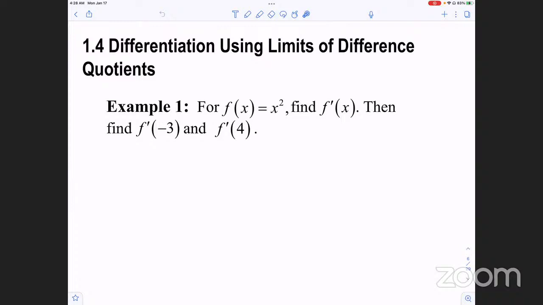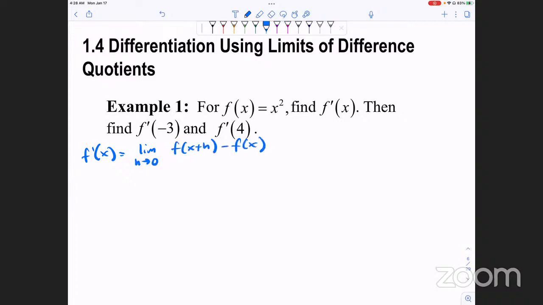So we have this f of x. Now we just said, let's go here, f prime is the limit as h tends to 0 of f of x plus h minus f of x over h, right? The limit as h tends to 0 of the difference quotient. And f prime, okay? So let's keep going.